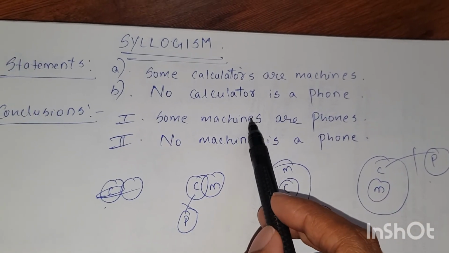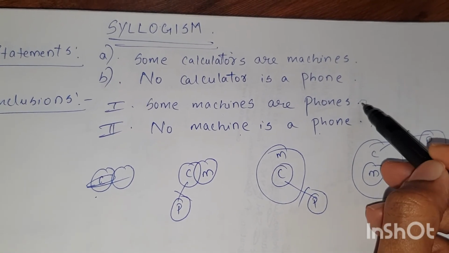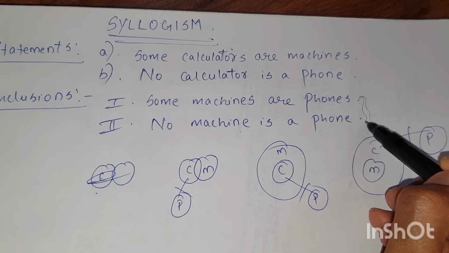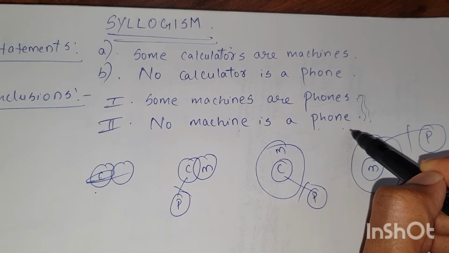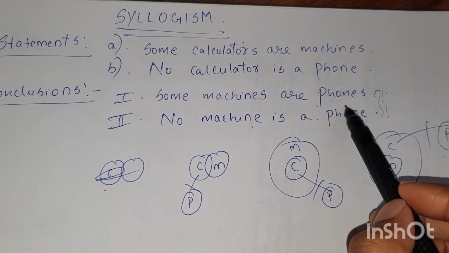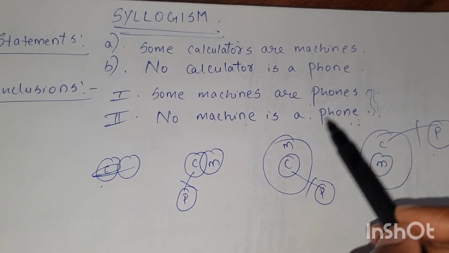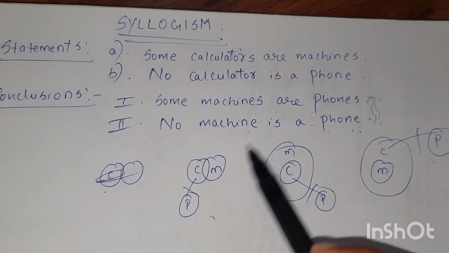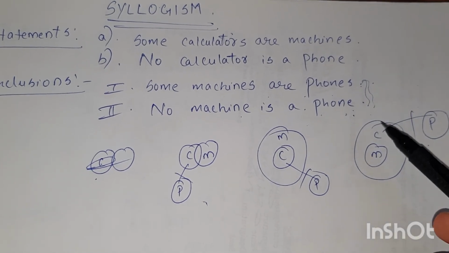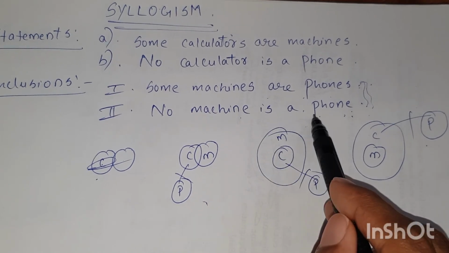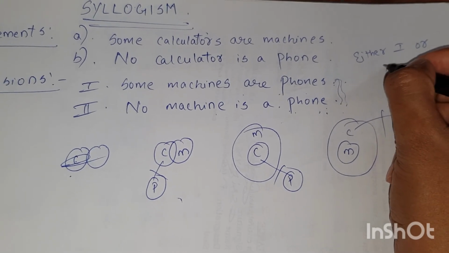Now the conclusions are some machines are phones, no machine is a phone. These two are a complementary pair. You just remember that some X are Y and no X is Y means either one or two is true, right? So some machines are phones can be true. No machine is a phone can also be true. So either one or two is true. So the answer is either one or two is true.